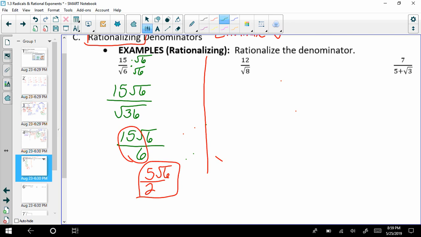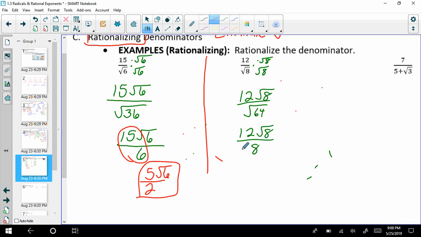Okay, so hopefully you can figure out this next one. If I want to rationalize the denominator, I am going to multiply by square root 8. But if I do that to the bottom, I'm also going to do it to the top. So we get 12 square root 8. And on the bottom, I would get square root 64. And the whole reason why we did that is that's now a perfect square. Square root of 64 is 8.